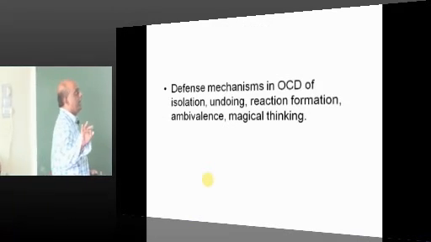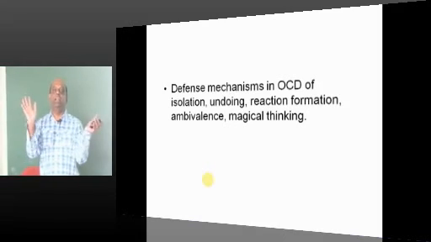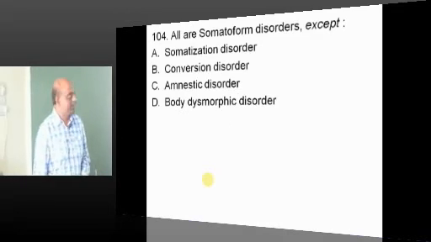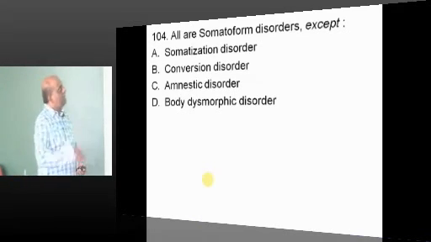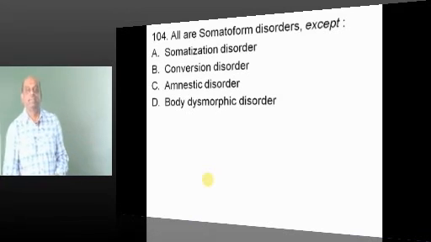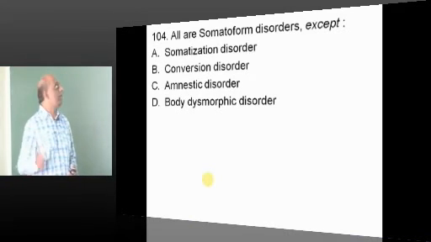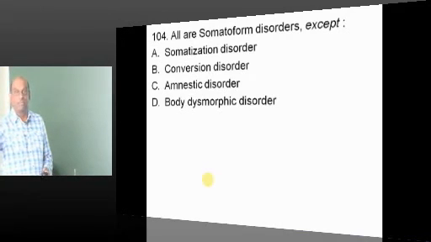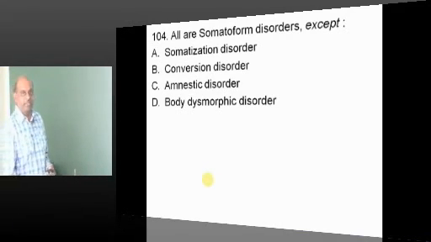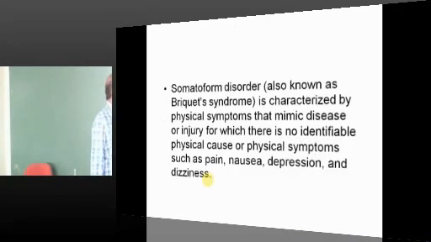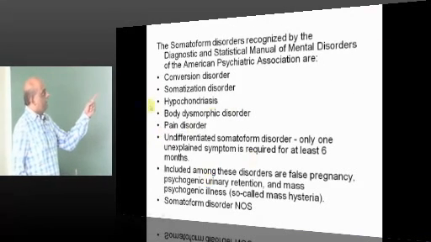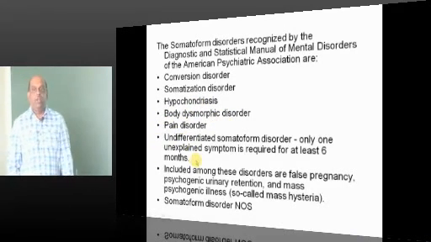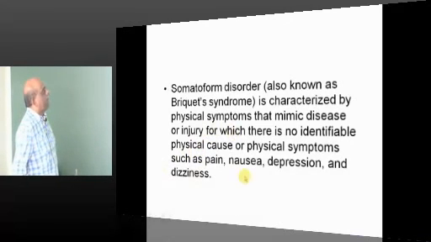Remember, isolation, undoing, reaction formation, ambivalence, magical thinking, they are all part of the defense mechanisms in obsessive compulsive neurosis. All these others are the somatoform disorders, which are not included in that. Give some confident answer. C sir. Conversion? Amnestic sir. Amnestic. Very good. You have a list, doctor. Conversion, somatization, hypochondriasis, body dysmorphic disorder, pain disorder, they are all included under the somatoform disorders, which is what needs to be remembered.